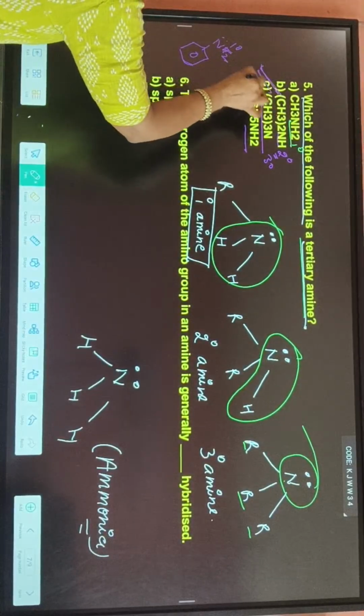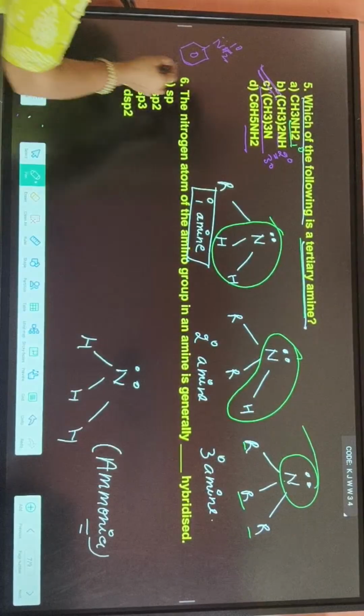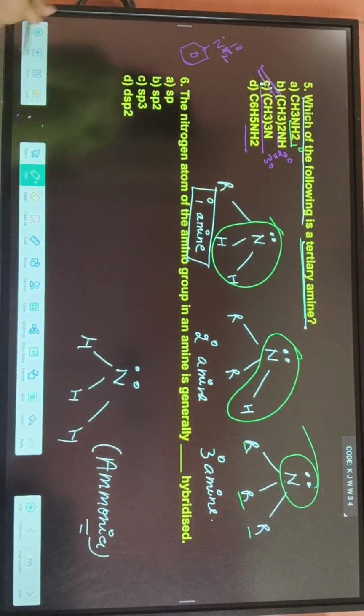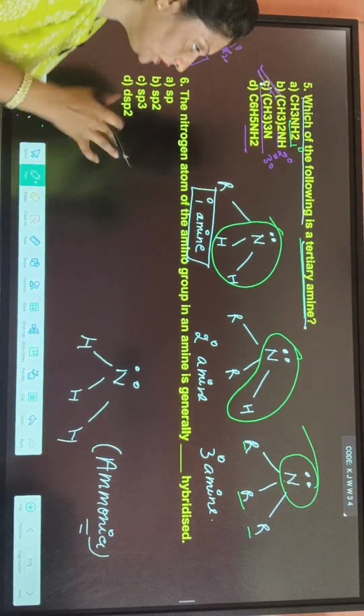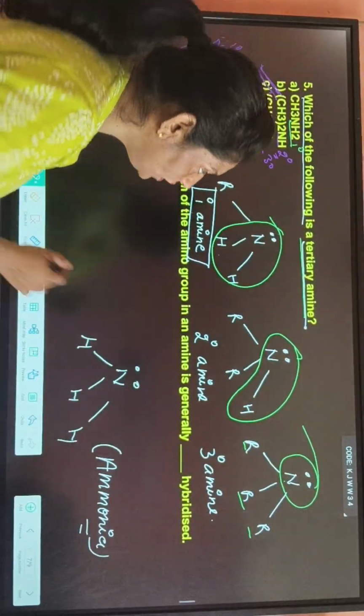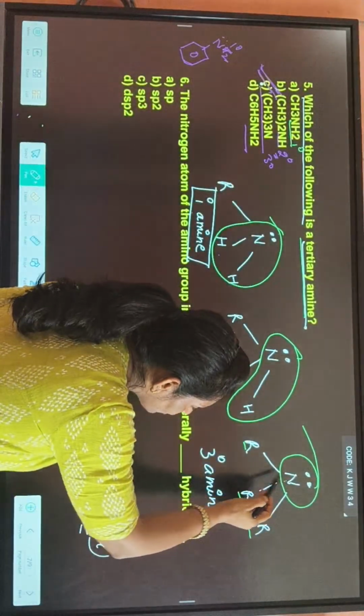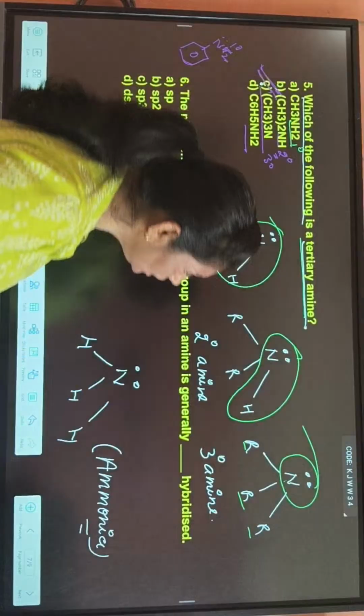So students, option C will be the correct option there. This is the tertiary amine. Simply you can see, if an NH2 group is there, it is a primary amine. If an NH group is there, it is a secondary amine. And if only nitrogen, then it is a tertiary amine.